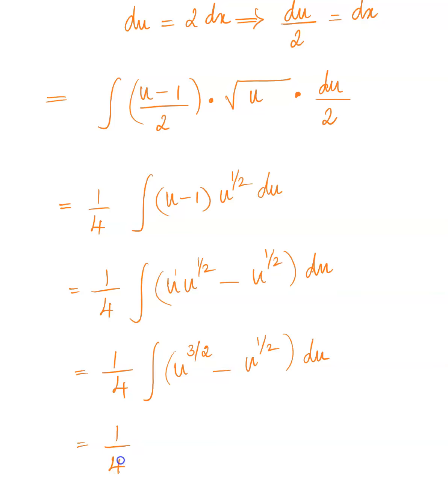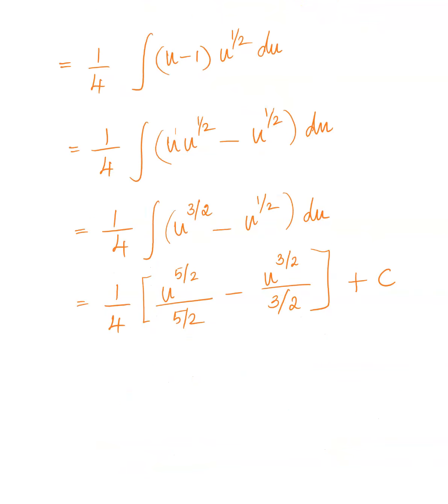All right, so that means we have 3 over 2 plus 1 will be 5 over 2, over 5 over 2, minus half plus 1 is 3 over 2, over 3 over 2, plus c. Okay, this plus c is so convenient. When you have the definite integral, you have to plug in the numbers, the top integral minus the bottom integral. It will be a little more challenging there.